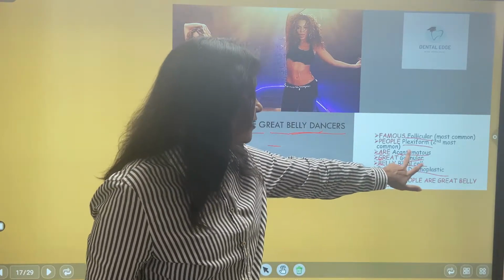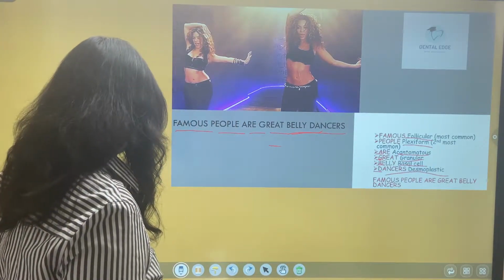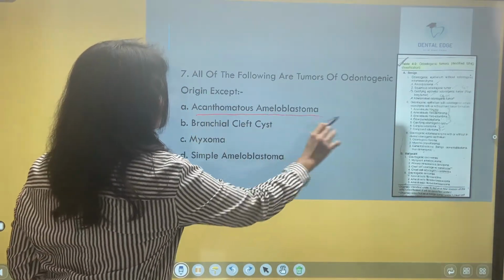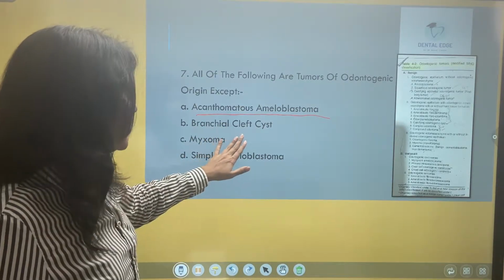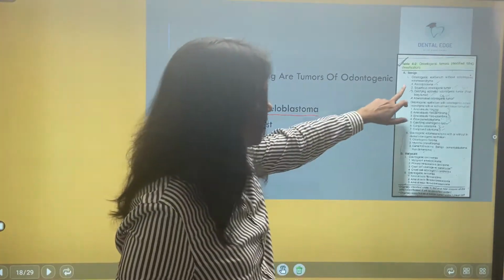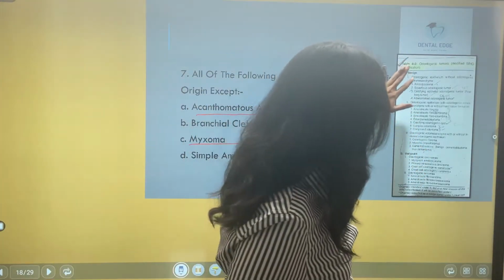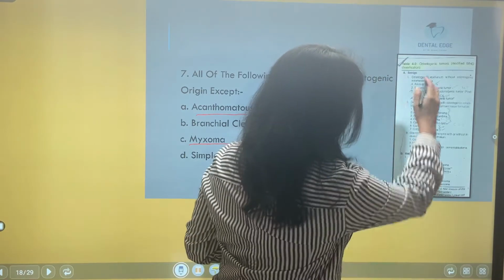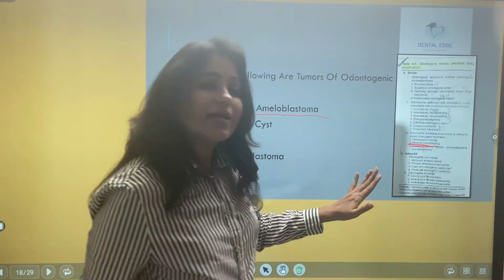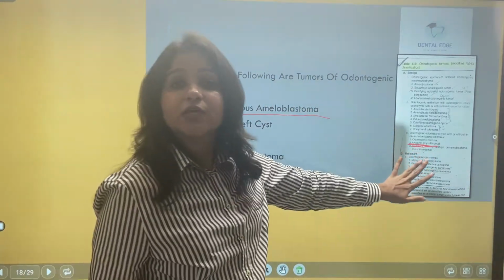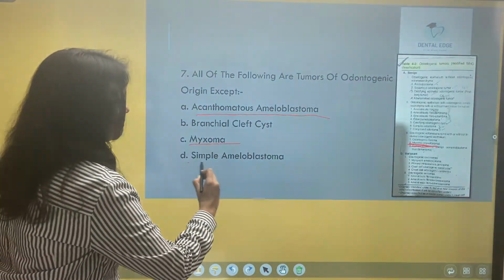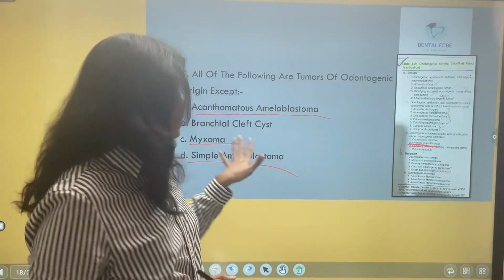In our question they have mentioned acanthomatous. So acanthomatous ameloblastoma, yes, it is a type of odontogenic tumor. Branchial cleft cyst, we'll come to it later on. Myxoma, again, if you remember this classification of odontogenic tumors, myxoma falls in the category of benign tumors. Remember this classification from Shafer, it is given. So this is also included, and simple ameloblastoma is also there. So branchial cleft cyst is the option left.